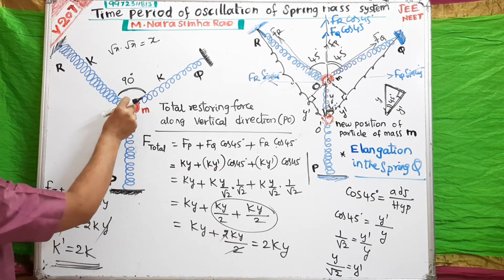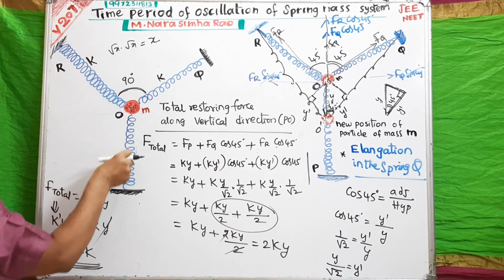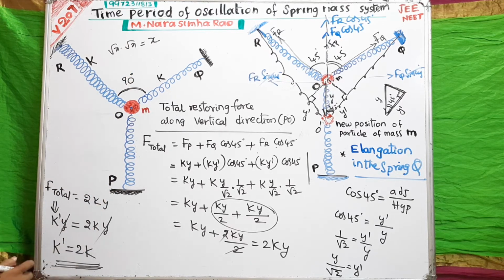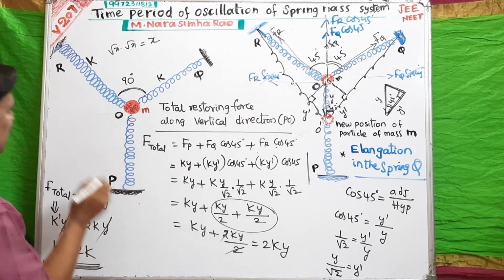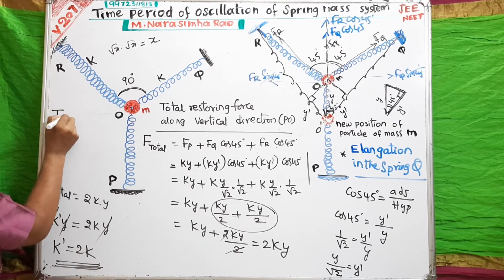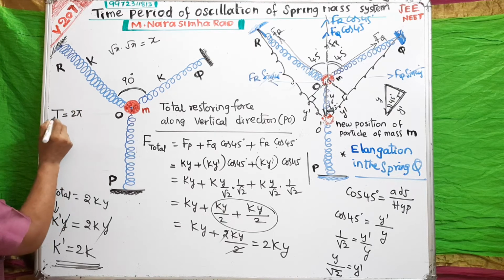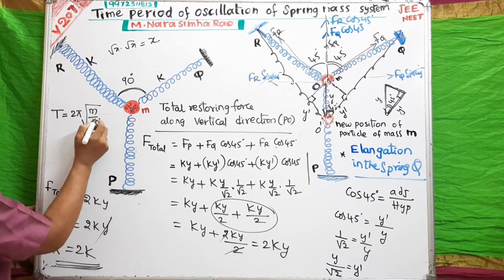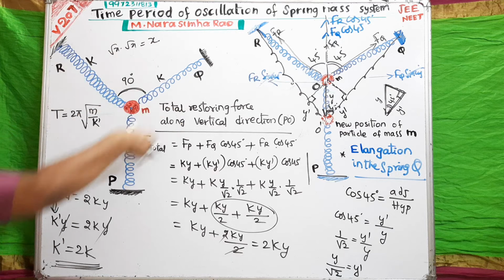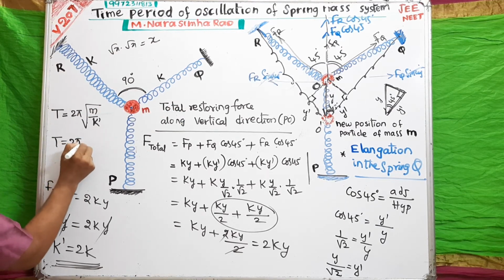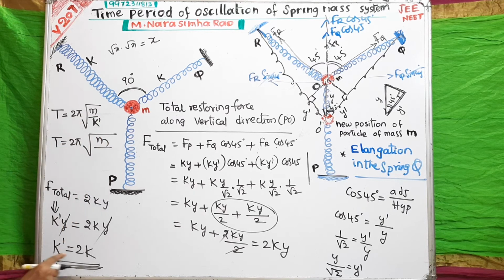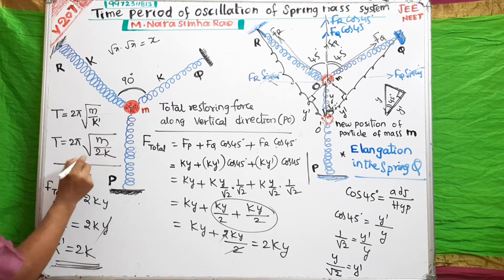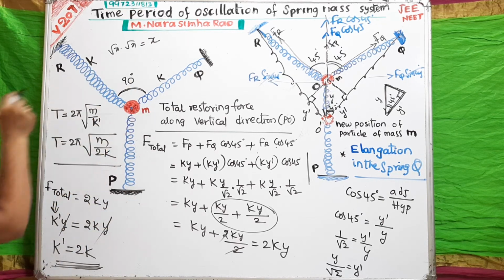Now this particle of mass m is oscillating up and down along the vertical direction. We need the time period of the loaded spring. The general formula for the time period of the loaded spring is T equals 2 pi into under root of m by K dash, where K dash is the effective spring constant. K dash means 2K. Now this is the time period of oscillation of this particle.